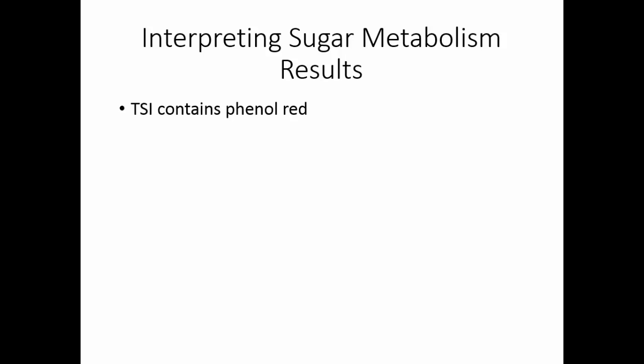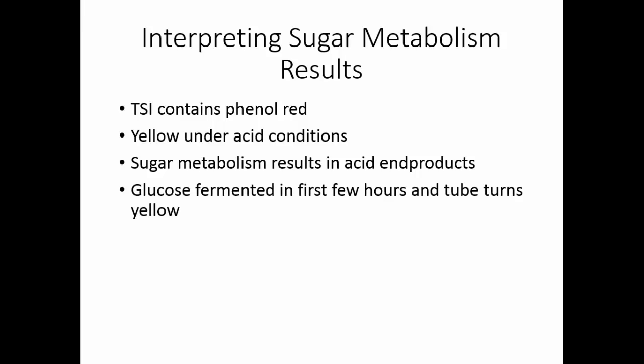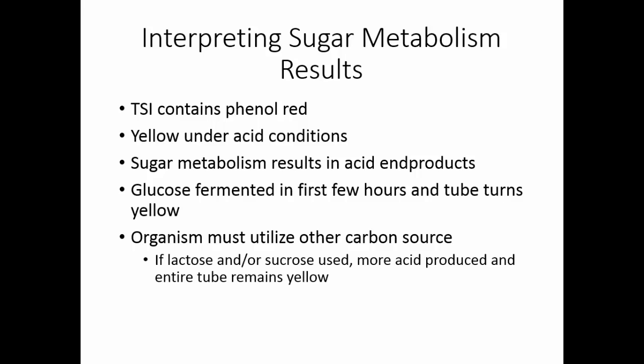Triple sugar iron agar contains phenol red. This is a pH indicator. Under acid conditions, phenol red turns yellow. The end product of sugar metabolism is acid. Glucose is fermented in the first few hours and will turn the tube yellow if the organism ferments glucose. Once the glucose is gone, the organism must utilize some other carbon source. If the organism can use lactose and or sucrose, it will do so.